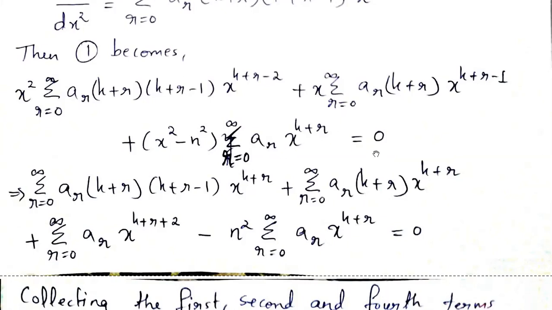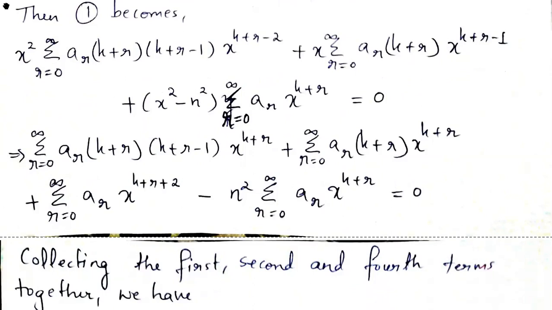r equal to 0. So when you continue here in the next step, take this x square inside the summation. So when you do that, you get x power k plus r minus 2. Taking this power inside, I get plus 2 here. So cancelling minus 2 with plus 2, the first term in the next equation will be you get summation r from 0 to infinity ar k plus r into k plus r minus 1 x power k plus r.